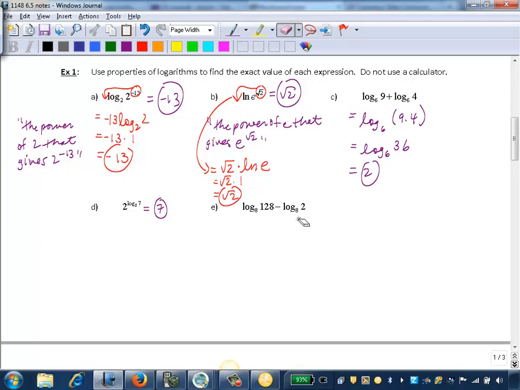Okay, last one here, part E. We have two logarithms with the same base, and we're subtracting. So we can combine these together into one with division. We can combine these into log base 8 of the quotient of 128 and 2, so 128 divided by 2. So this is log base 8 of 64. Now this is asking for the power of 8 that would give us 64, or 8 to what power would give us 64. And so that gives us 2.